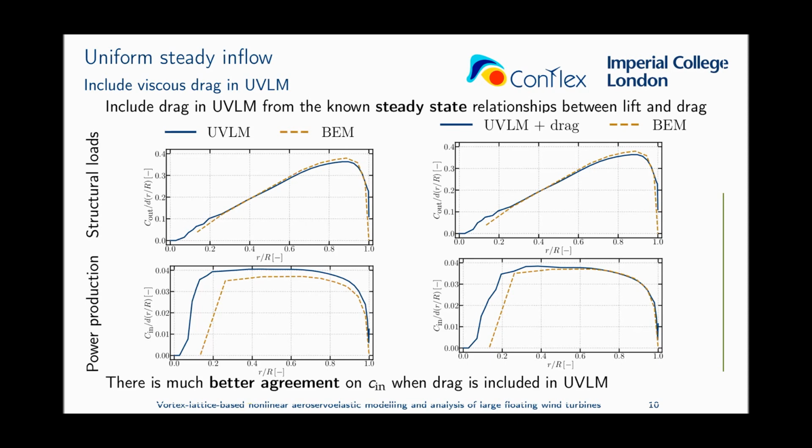If we look at the left-hand side column, we can see the standard implementation of UVLM and BEM. You can see that the prediction of structural loads is very similar between both of them, but UVLM significantly overpredicts the power production. This is because UVLM does not account for viscous drag. So at this point, we thought, how does BEM account for viscous drag? And it turns out that the only thing that BEM does is getting the value from lookup tables. So we put the same lookup tables in UVLM, and if we use that model, you can see on the right-hand side of the figure that we get a very good agreement in both the structural loads and the power production.